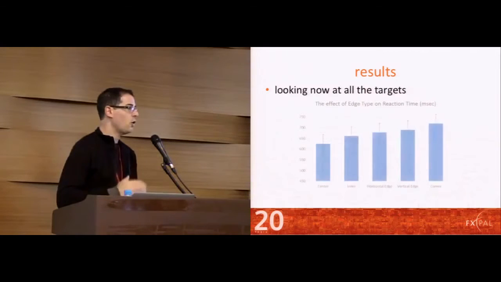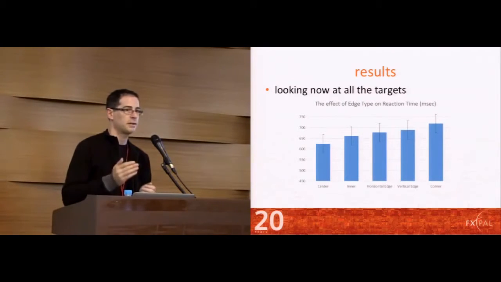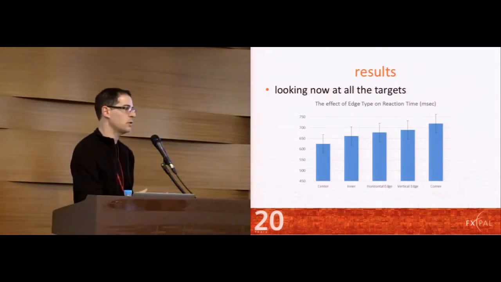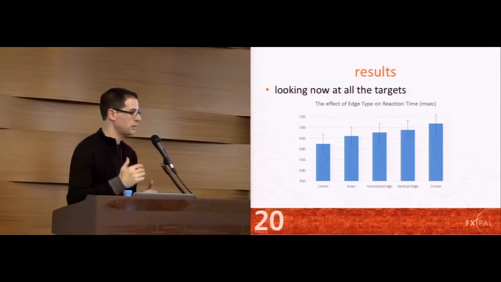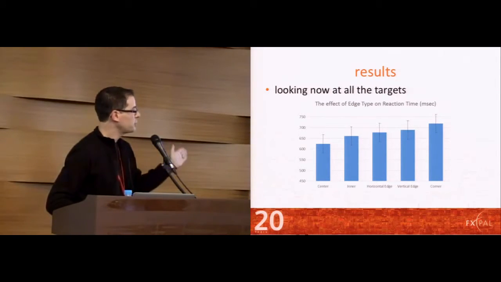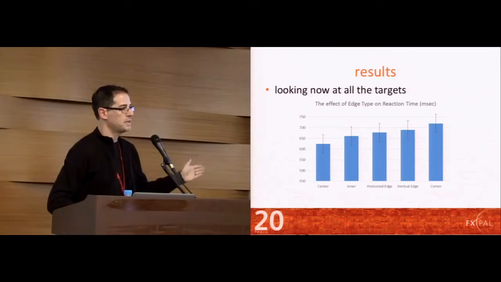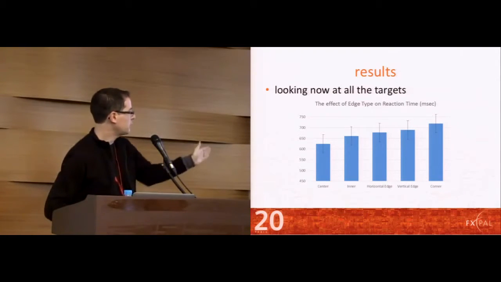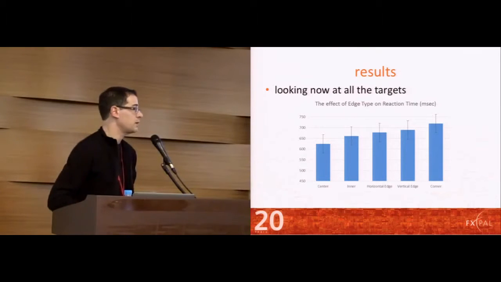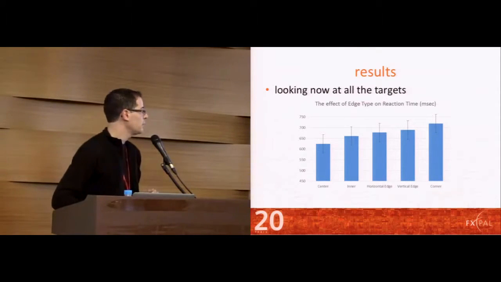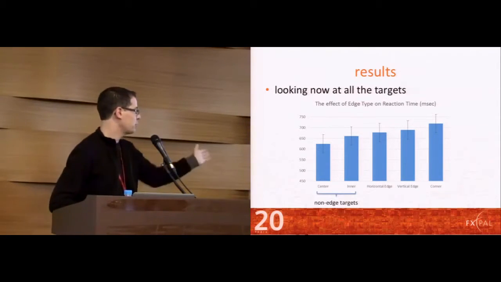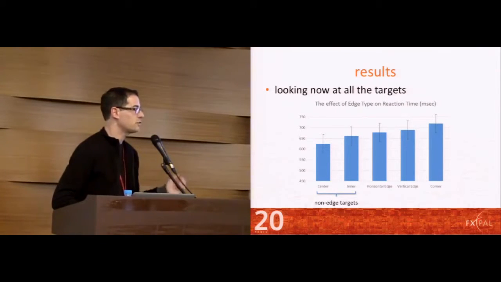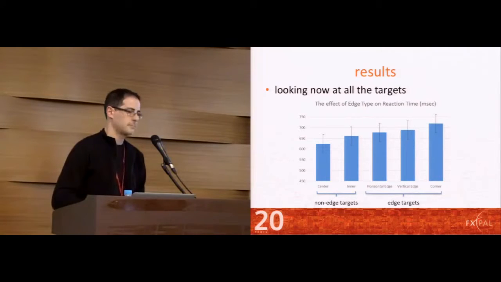Now, if we look at all the targets that were in the experiment and code each of them as whether it was a center target, an inner target, an edge target of different kinds, or a corner target, we see that performance degraded basically from being a center target to inner target, and every single one of those pairwise comparisons is significant. So here on the left side, you'll see the non-edge targets, and you can see that they're significantly faster than targets along the edge of the device.